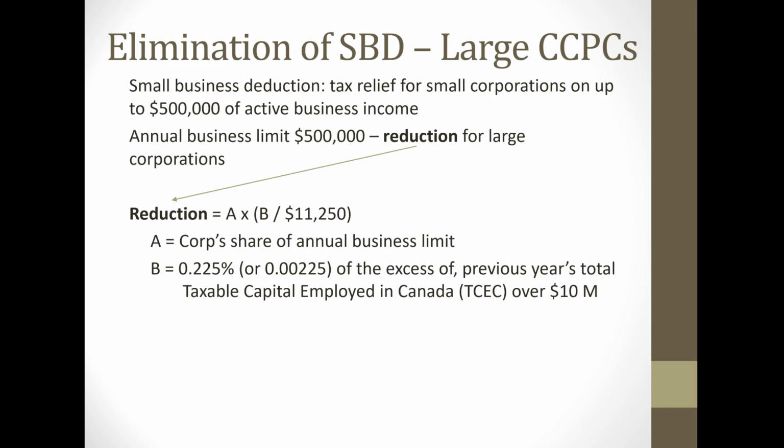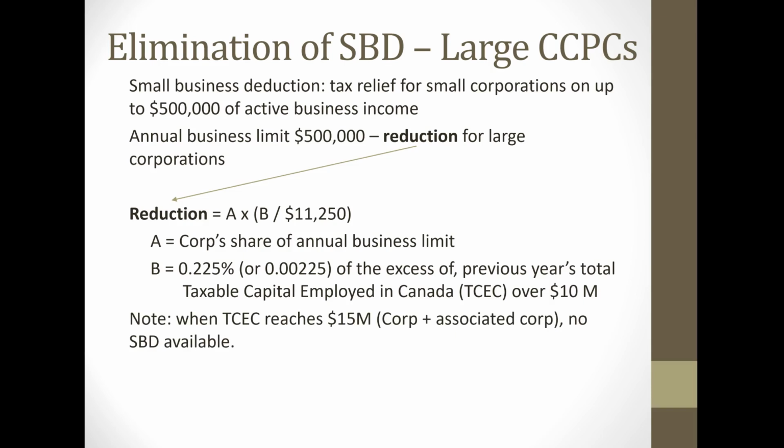Remember our accounting equation, assets equals liabilities plus shareholders' equity? So another way of looking at that first part, GAAP determined debt and equity capital of the corporation, you can sort of think about that as your total assets less debt and equity investments in other corporations. So that is the definition of taxable capital employed in Canada. Only the amount over 10 million times 0.00225 would be the B.